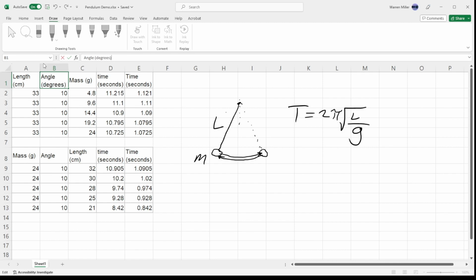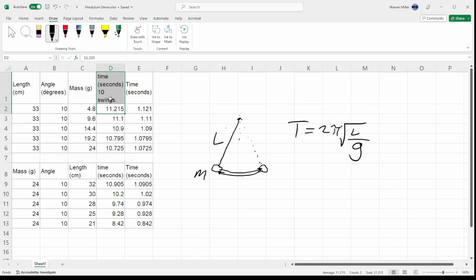They put the mass in grams, right? So that's 4.8 grams. And then they gave a time in seconds. Now, thing to note here, this was the time in seconds for 10 swings, right? Part of how we measured the period, in order to make sure we measured it well, was we timed 10 back and forth swings to figure out the total for 10 swings. And then if we want just one swing, we took this number and divided it by 10.